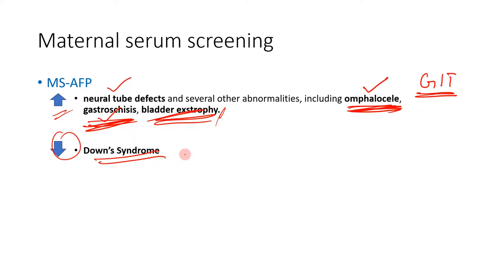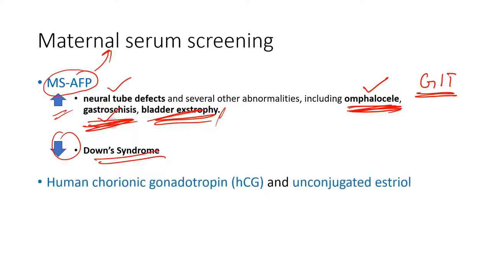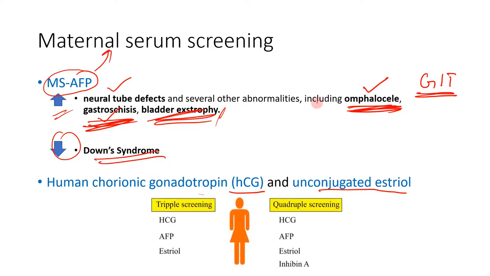Now, this was the first biochemical marker that was identified as a candidate for maternal serum screening. But later on, more and more chemicals were added onto it. One is human chorionic gonadotropin, HCG, in the mother, and next is unconjugated estriol. Estriol is basically a derivative of the estrogen hormone. This has been added in different combinations. HCG, AFP and estriol together used is called triple screening. HCG, AFP, estriol and inhibin, if you add inhibin to it, you will call it quadruple screening.